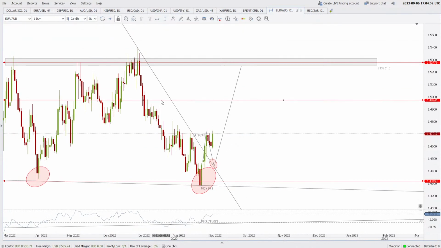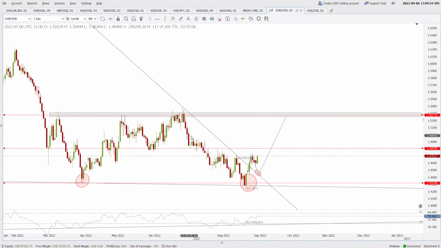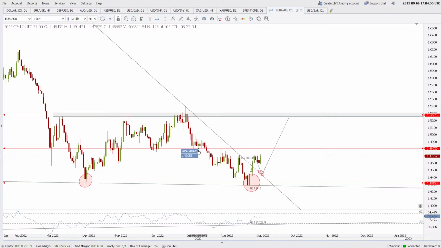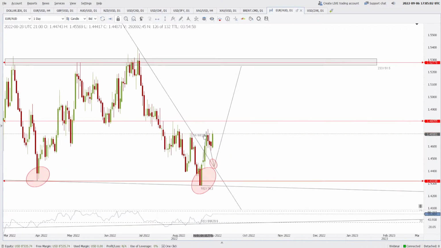If I draw a line here, this somehow lines up with these lows here, these lows here, and these lows here. So I think I should keep this 1.4805 also on my chart and label it as small resistance. Okay, so let us see how the things unfold tomorrow and maybe day after.